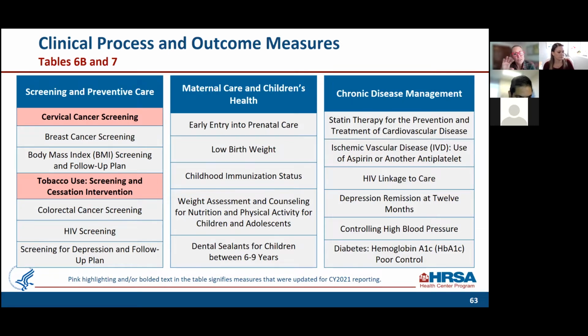But these measures are divided across two tables in reporting in the UDS. There's Table 6B and Table 7. The tables look different, but really share the same basic structure. We're going to go over that. And the two measures that are highlighted in pink, in the screening and preventive care column, are the measures with notable changes in specifications. So just want to call those out at the start, just to have a heads up. That's the cervical cancer screening and the tobacco use screening and cessation services.